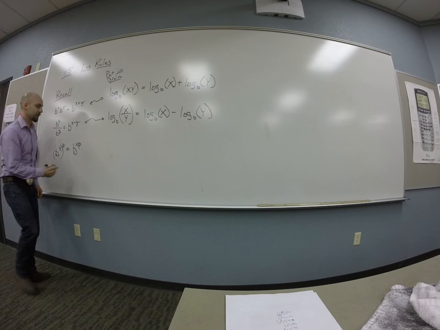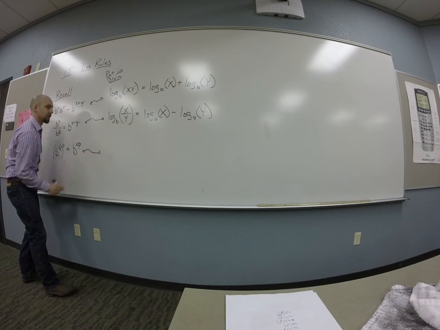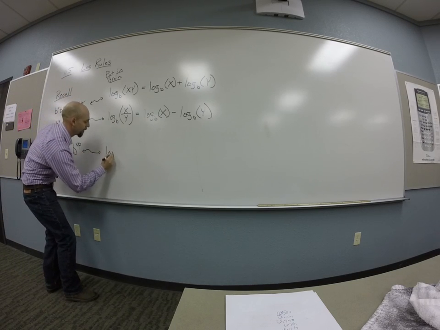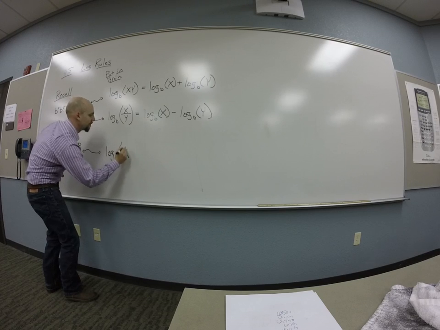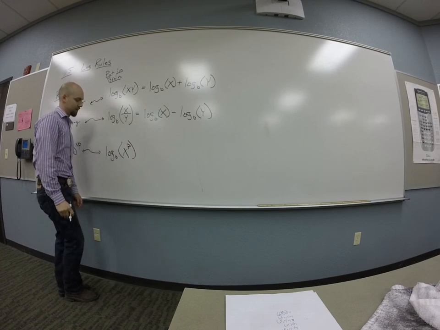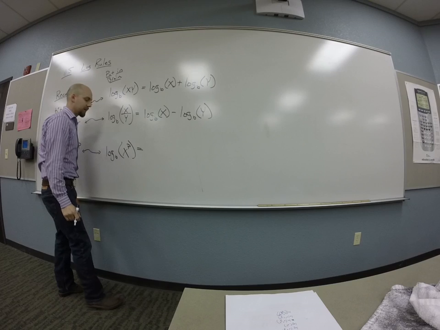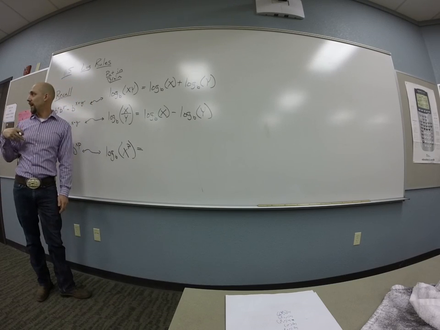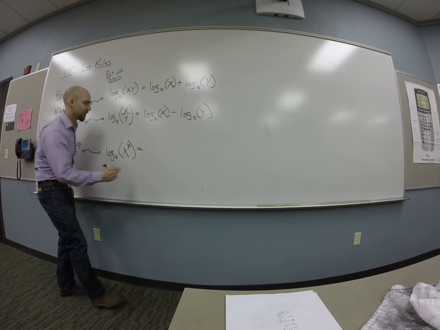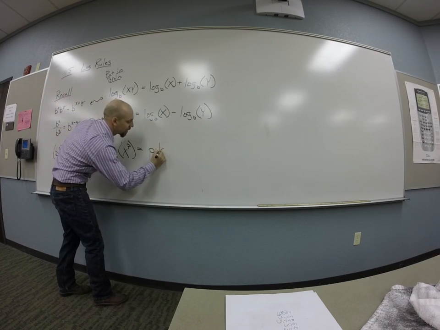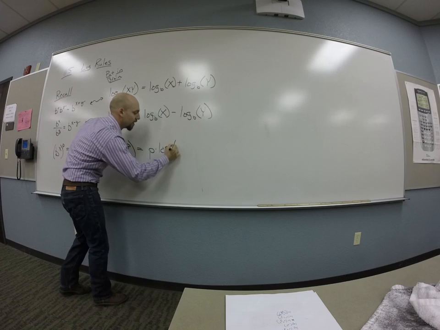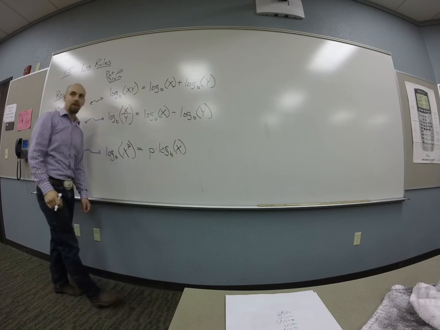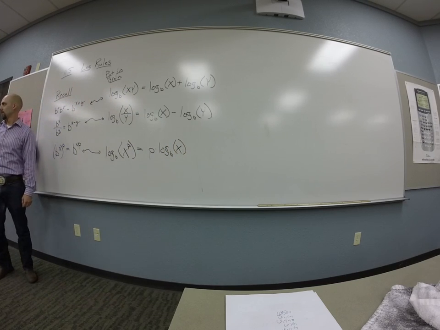How about this guy? This guy's kind of weird. This tells you that the log base b of something to a power is, and this one gets funny, the power falls down the outside. So you get p times log base b of x.